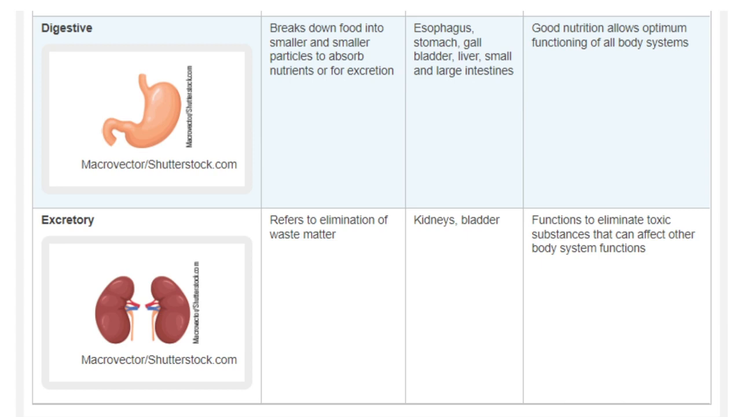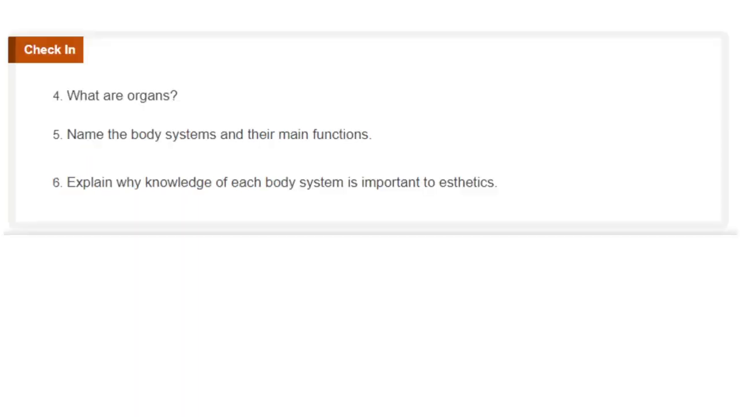Digestive system. Functions: breaks down food into smaller and smaller particles to absorb nutrients or for excretion. Organs: esophagus, stomach, gallbladder, liver, small and large intestines. Why know this? Good nutrition allows optimum functioning of all body systems. Excretory system. Functions: refers to elimination of waste matter. Organs: kidneys, bladder. Why know this? Functions to eliminate toxic substances that can affect other body system functions.